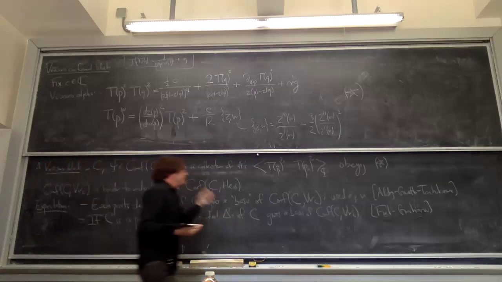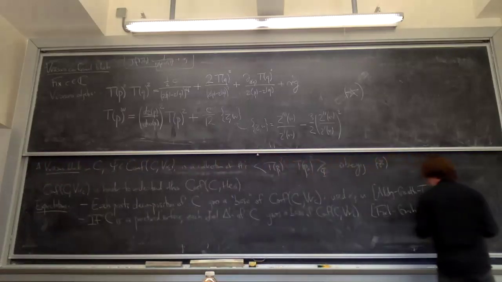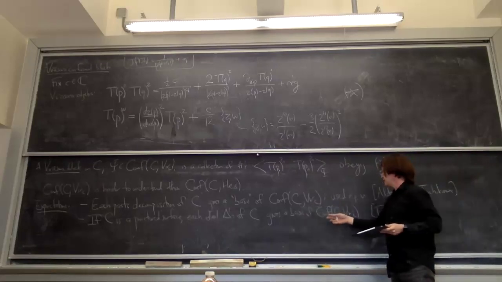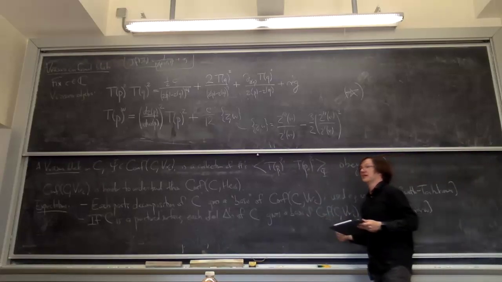But it is believed, and this is one of the famous things that Fock and Goncharov proposed, that if you have any ideal triangulation, you ought to get again a basis for the space of conformal blocks.